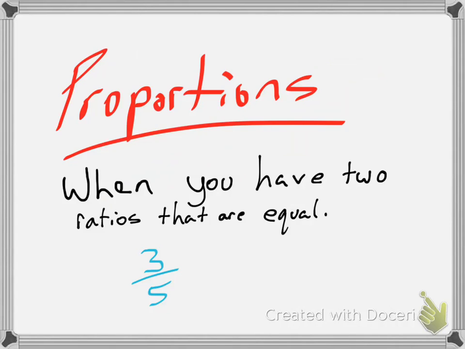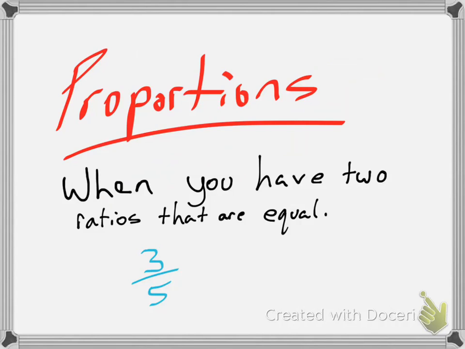Proportions. All a proportion is, when we have those two ratios from our last lesson, is when we have two ratios and we set them equal. That's what a proportion is. So when you have two ratios that are equal, that's called a proportion.